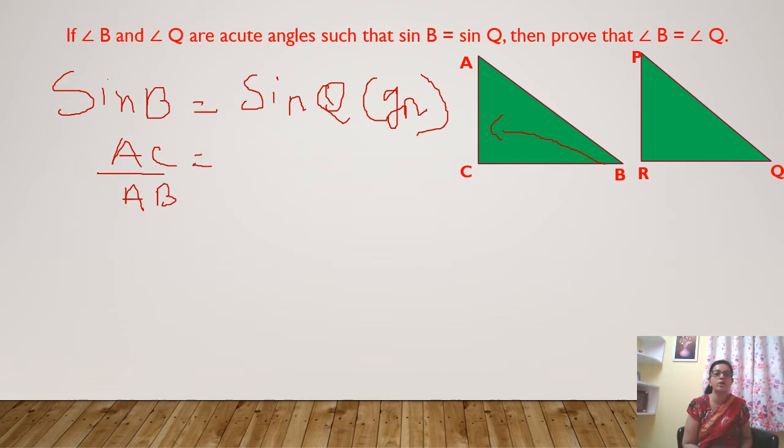As you know, sine is opposite upon hypotenuse. Similarly, in sine Q, the side opposite to angle Q is PR, and in this triangle PRQ you can see that PQ is the hypotenuse, which will come in the denominator. As these two ratios are equal, let them be equal to a constant K. Now this is the value of the ratios.